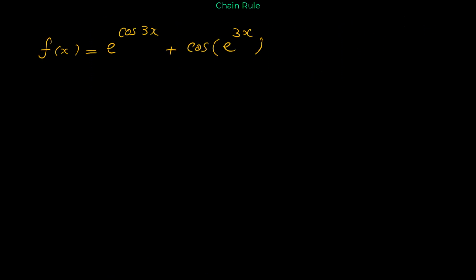Now look at this question. The function f of x is e to the power of cosine of 3x plus cosine of e to the 3x.